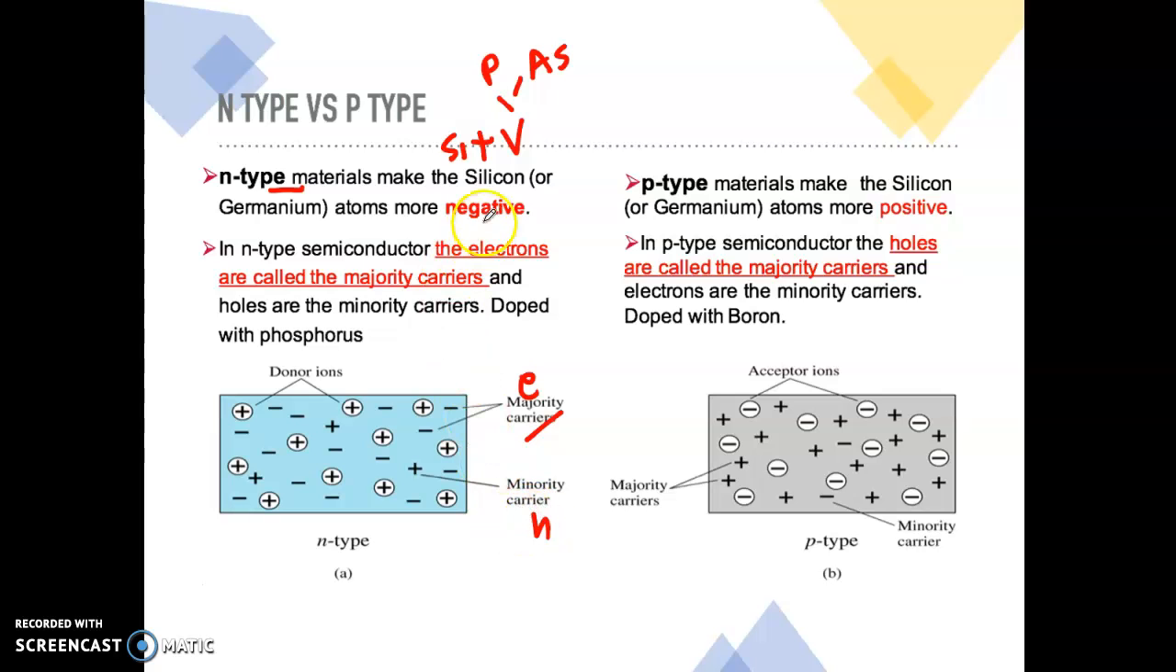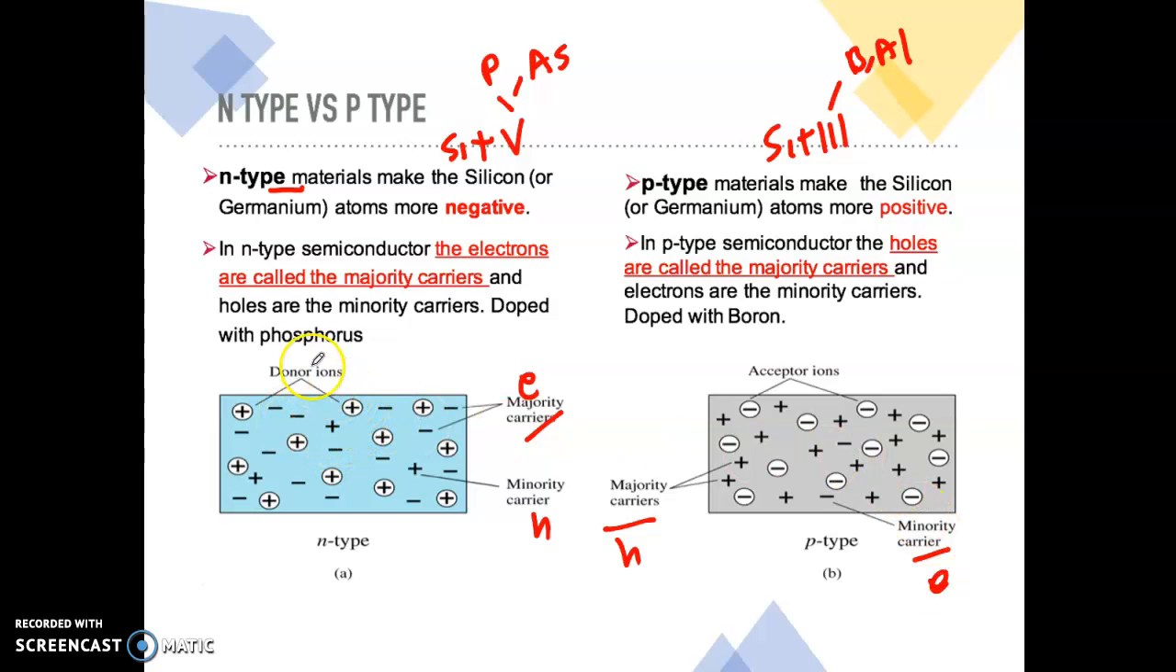And for your P-type, you're going to dope with group 3. For example, boron or aluminium. So when you dope with group 3, the majority carrier will be hole, and the minority carrier will be electron.